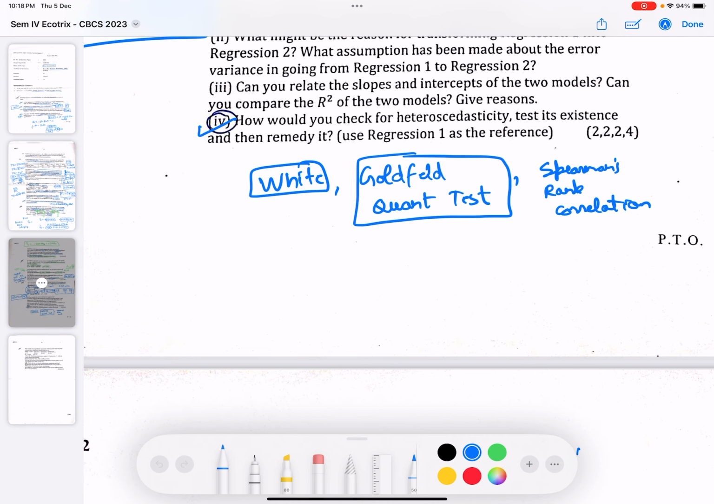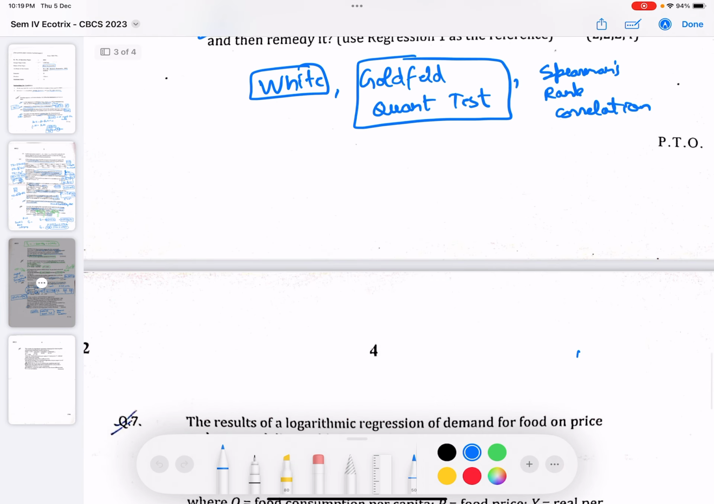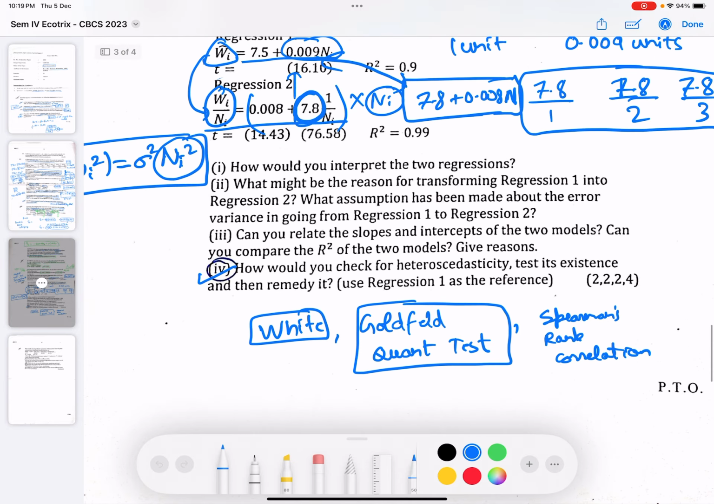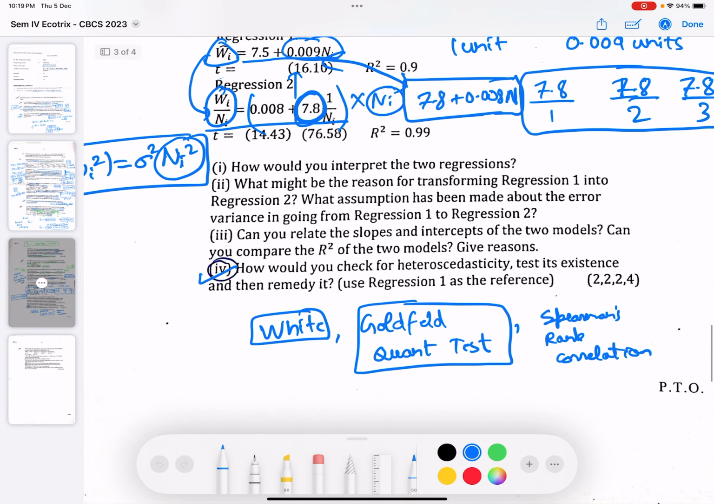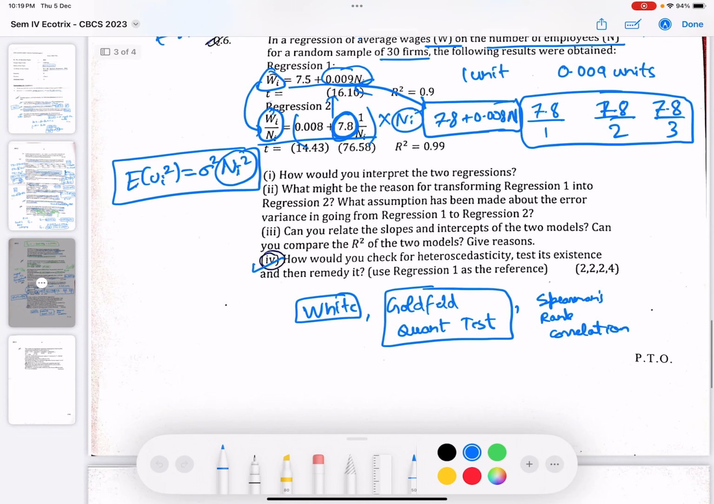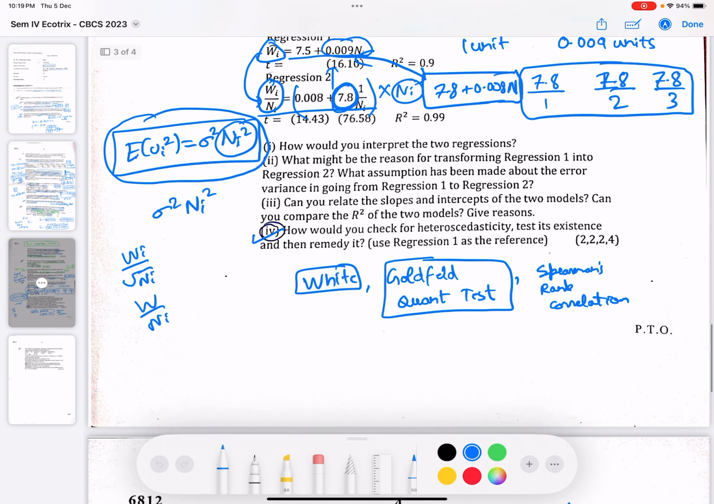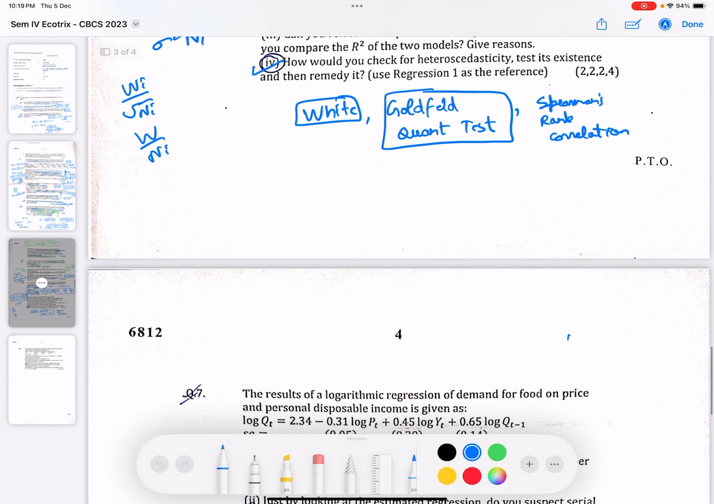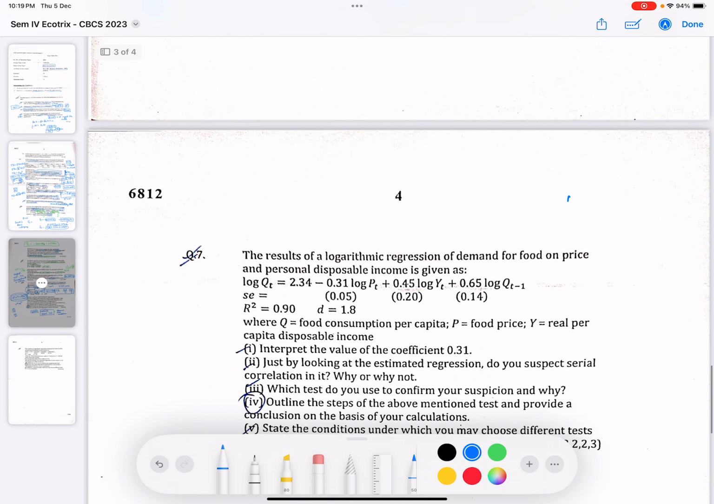And some of the remedial measures are: if we know how the error term is correlated with the explanatory variables, we can accordingly transform the data. If the error variance is sigma square times Xi, we'll transform the model by dividing it by root Xi. If it is Xi square, we'll divide it by Xi. We can do this if we already know how the error term is related.